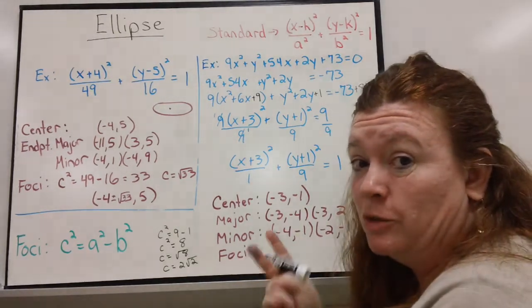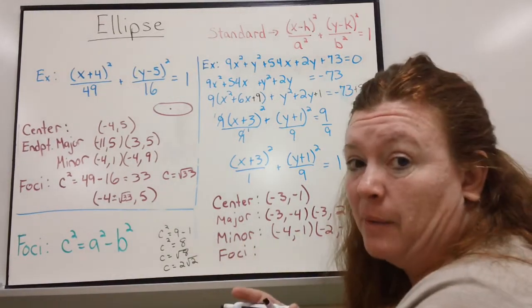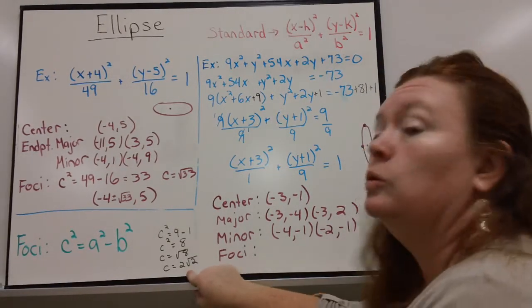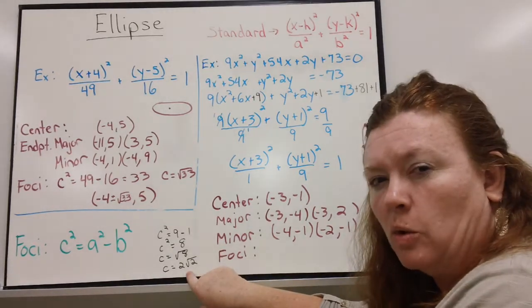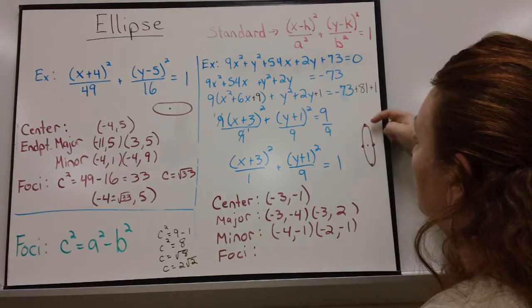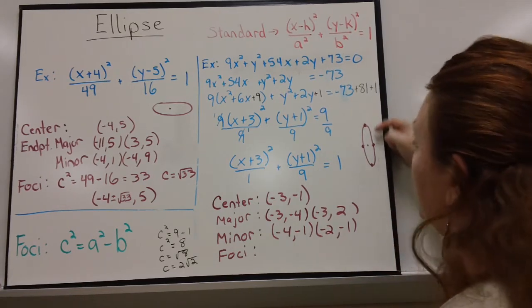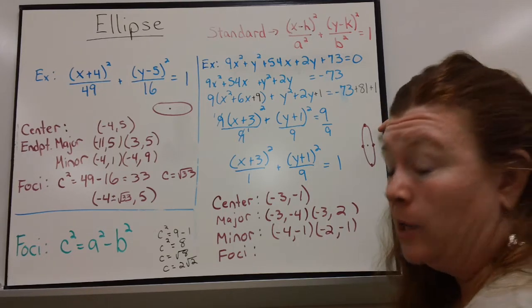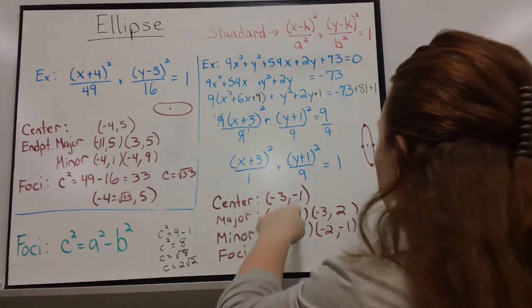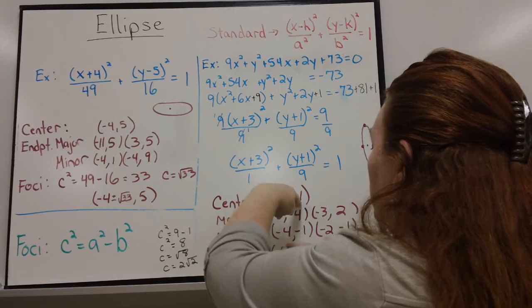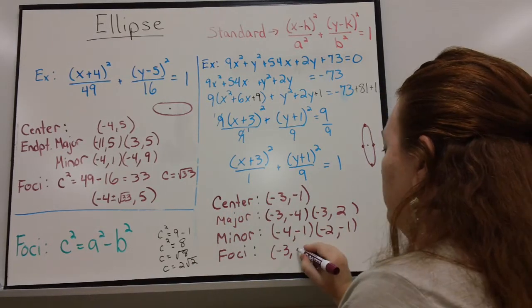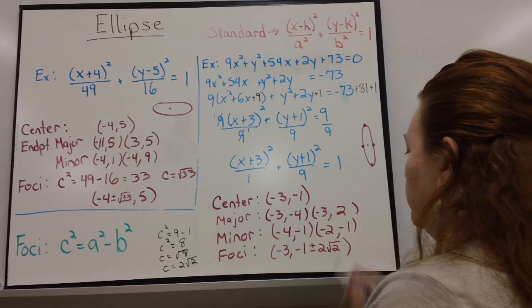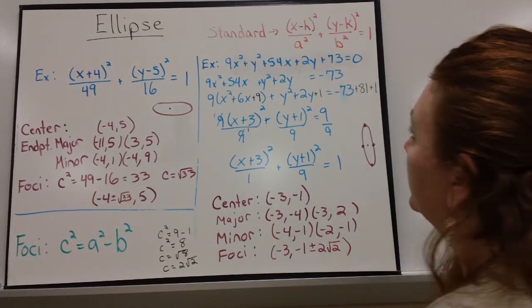8 is 2 times 2 times 2. I have 2 of a kind. I can take them out and put them on the outside. So I'm going to add and subtract 2 square roots of 2 from which coordinate? Remember, the foci are along the major axis, so that means I have to add and subtract 2 square roots of 2 from the y coordinate. Let's see, so here's my y coordinate. So I'm going to leave the x coordinate alone and write a -3. And then I'm going to take my -1, add and subtract 2 square roots of 2. And I'm done. And there's an ellipse.